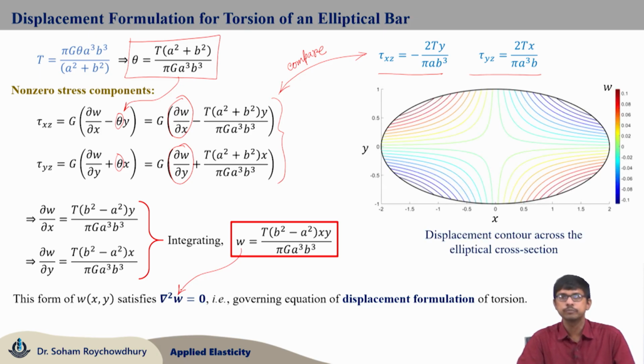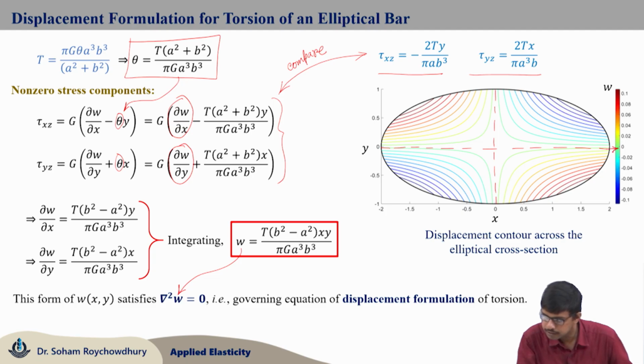Now, plotting this w, that is displacement contours across the elliptic cross section, you will get a plot like this. So, similar to the stress function contour, here I am plotting the displacement contours. Now, this total elliptic cross section is divided into 4 quadrants like this. This is along positive x, this is along positive y. Now, you note that for different quadrants, you will be getting different signs of w.